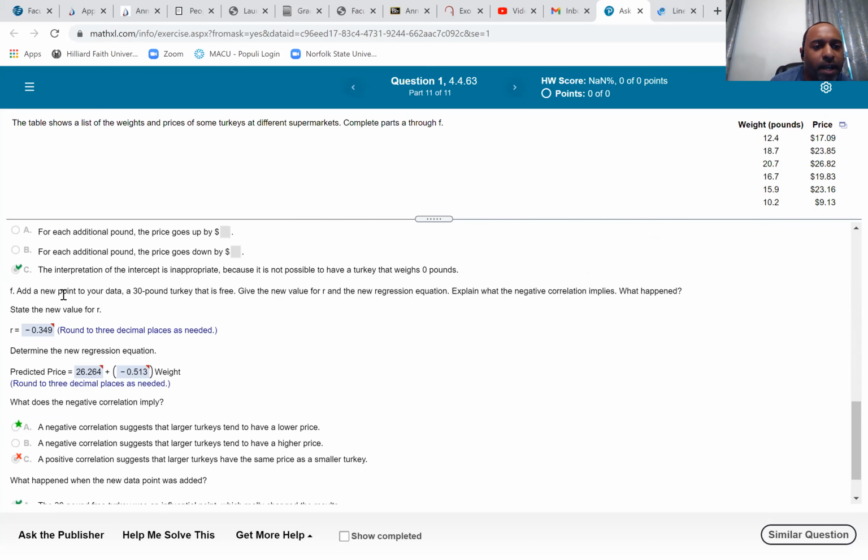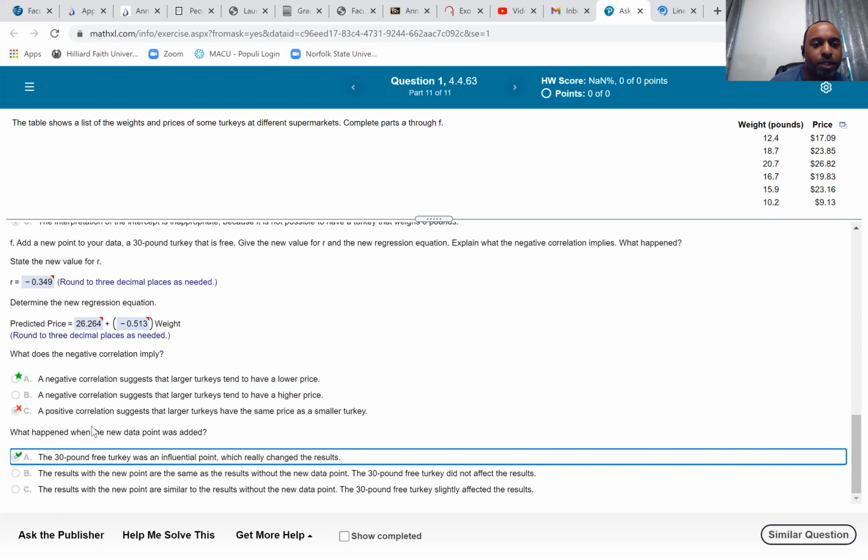All right, so for F, add a new point to your data, a 30-pound turkey that is free. So you would add to this information 30 pounds right here and then $0, and then still do the same two websites. Why $0? It says free. A 30-pound turkey that is free. I didn't see it. Thank you. No problem. So you wouldn't take anything away. You would just add after 10.2, put 30 right here for pounds and zero right here for price, and then run those same two websites. That would be how you get your answers, and then do your same interpretations.